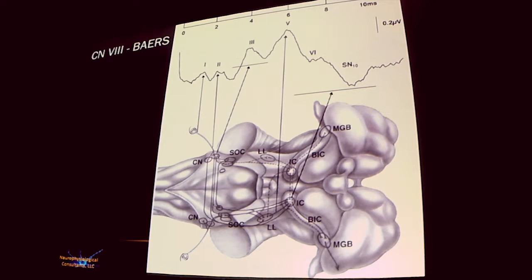Wave 6 and 7, they don't know if they're generated above the inferior colliculus, maybe in the thalamus, maybe in upper, higher auditory pathways. They're not really sure. We don't really monitor for wave 6 or 7. Really 1, 3, and 5 are most important intraoperatively.